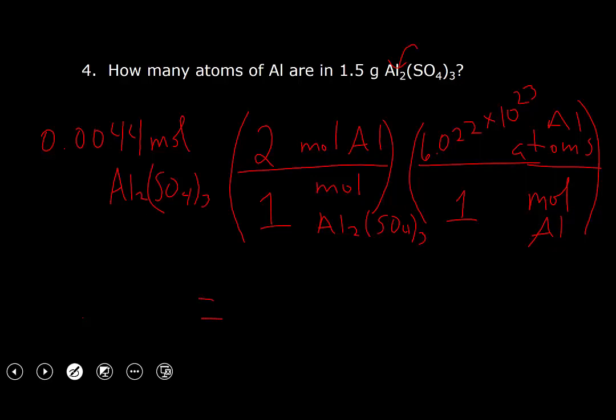So 0.0044 times 2 times 6.022 times 10 to the 23rd. We need 2 significant digits here. It's going to be 5.3 times 10 to the 21st atoms.